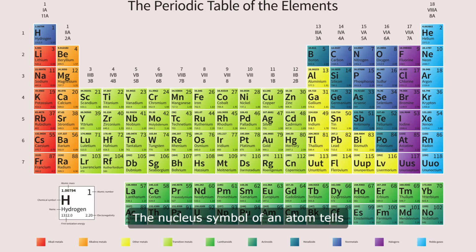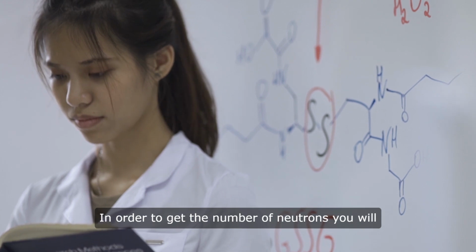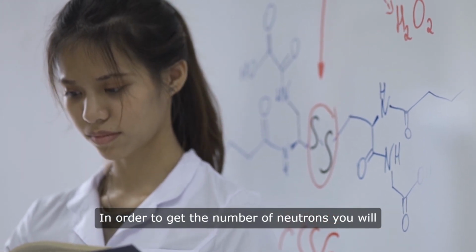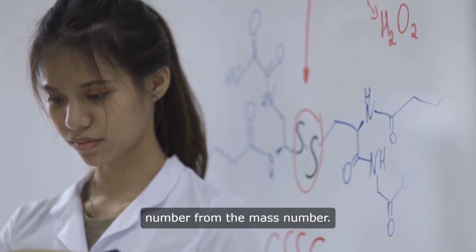The nucleus symbol of an atom tells you its atomic or proton number and its mass number, and the atomic number will tell you how many protons there are. The mass number will tell you the total number of protons and neutrons in the atom. In order to get the number of neutrons, you will just subtract the atomic number from the mass number.